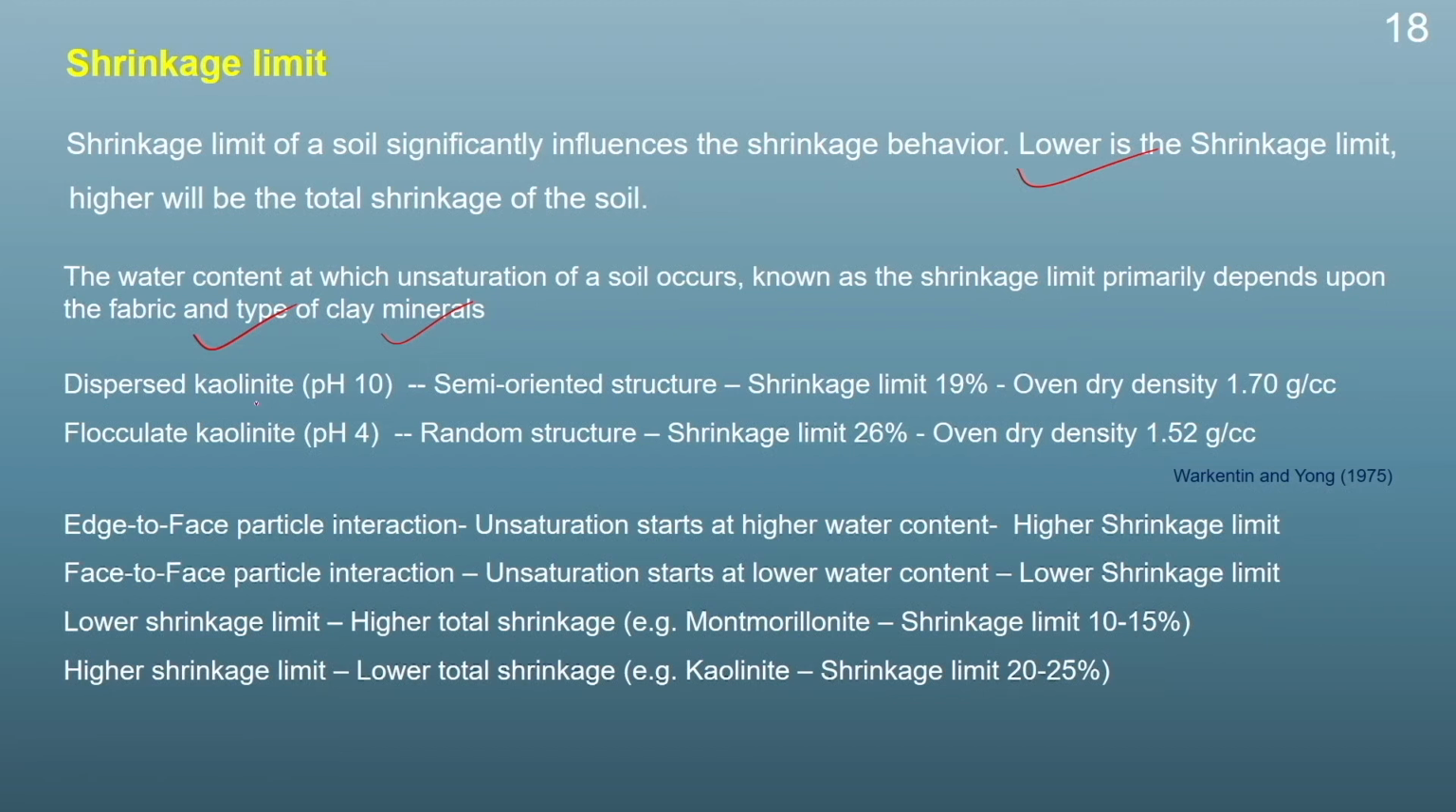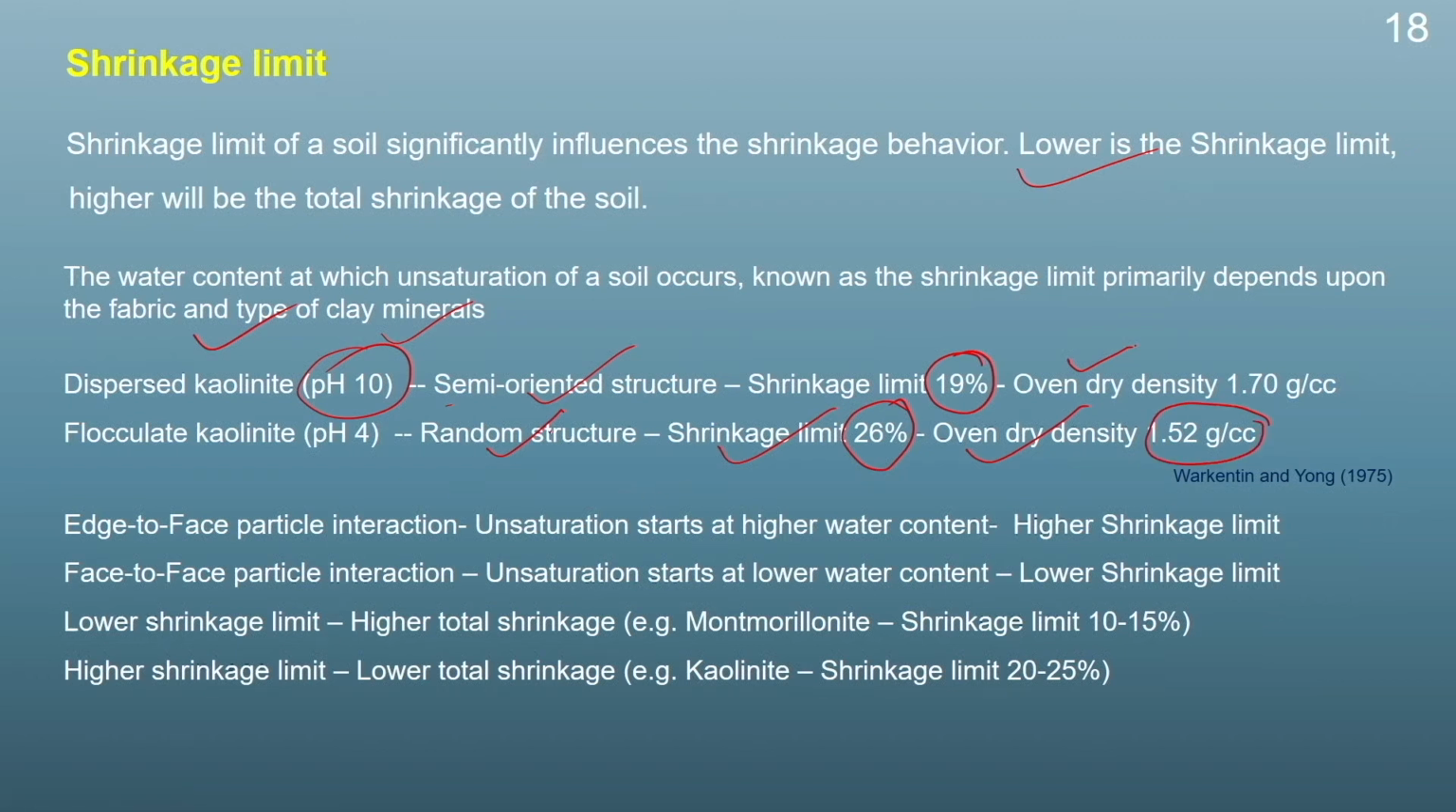If we compare a dispersed kaolinite structure at a pH 10, it will mostly contain the semi-oriented structure and the shrinkage limit will be 19%, and therefore, the oven dry density will be 1.7 gram per cc of this soil. Whereas, flocculated kaolinite particles at a pH 4 will mostly have a random structure. The shrinkage limit will be 26% and the oven dry density will be 1.52 gram per cc.